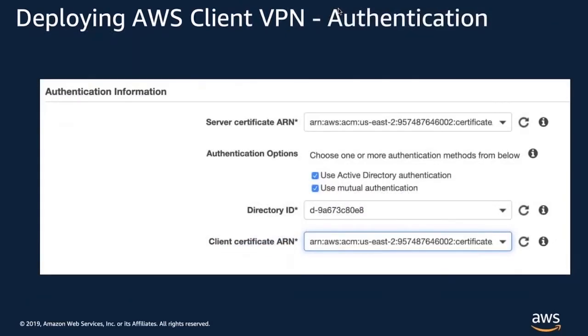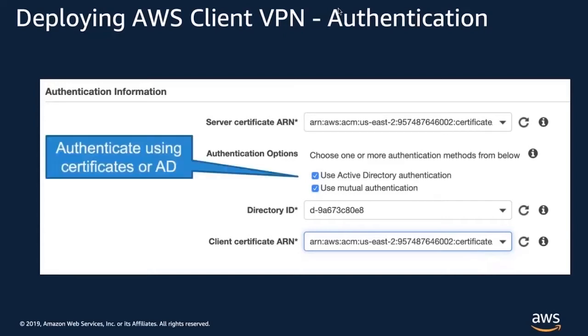The second part is when you decide on what type of authentication you want to use for your remote users. Firstly, you will specify the server certificate to validate the client endpoint to the users. And the next step is to decide how you want your users to authenticate. And we have two options. You can use Active Directory authentication, or you can use mutual authentication, so certificate-based authentication.